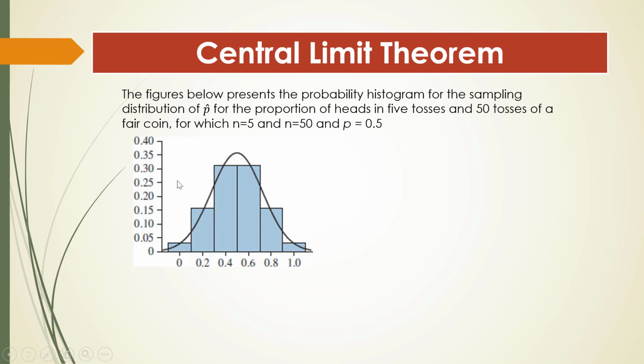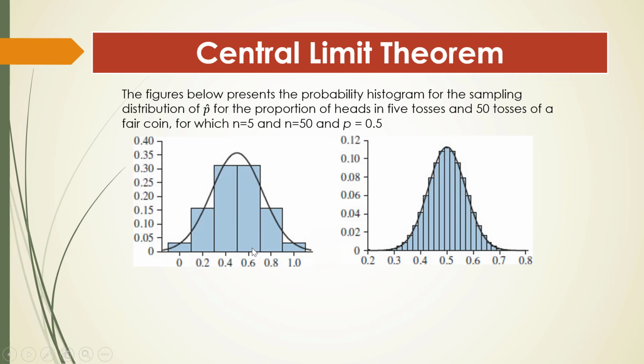Here again we consider tossing a fair coin. First, when the number of tosses is 5, the histogram is symmetric and quite normal. The density curve is quite normal, centered at p equals 0.5. When the sample size increases up to 50, the histogram and density curve are even closer to normal. However, here we chose p to be 0.5.